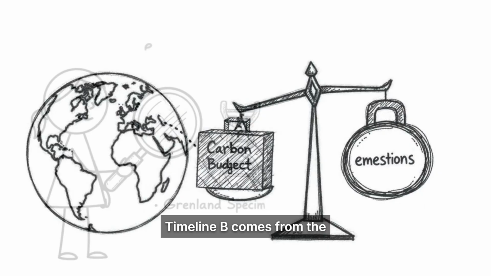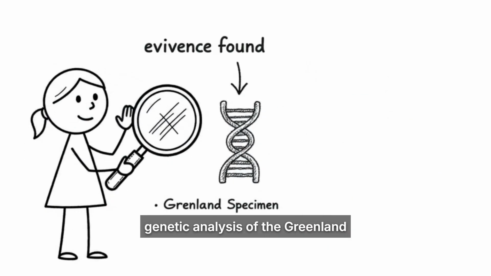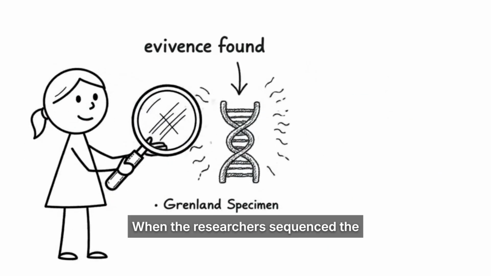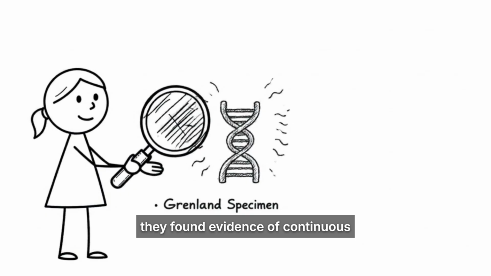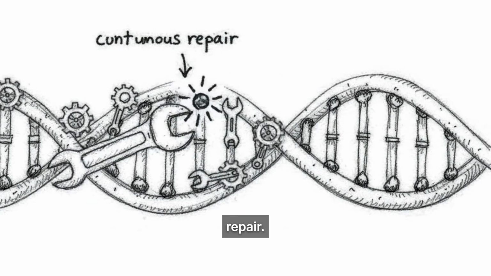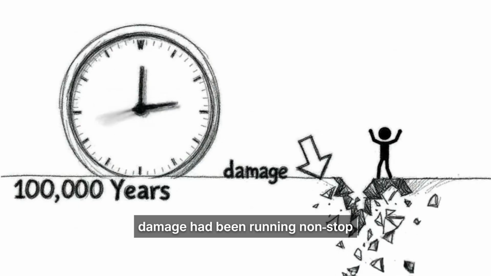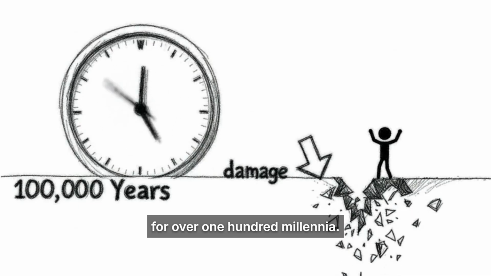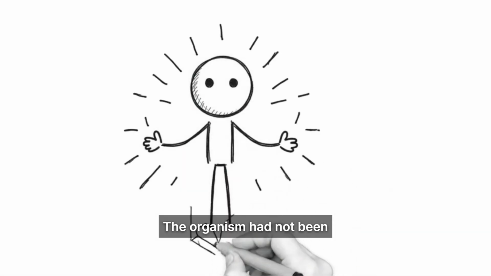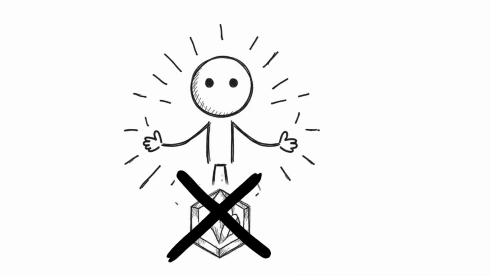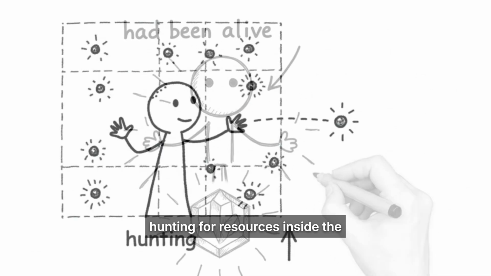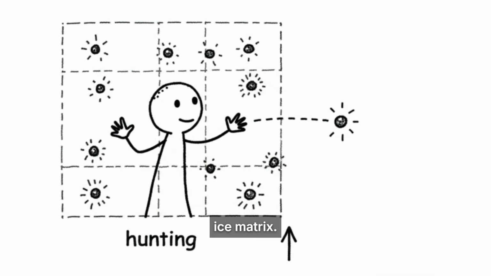Timeline B comes from the genetic analysis of the Greenland specimen. When the researchers sequenced the DNA, they found evidence of continuous repair. The enzymes that fix oxidative damage had been running non-stop for over 100 millennia. The organism had not been frozen in a suspended state. It had been alive, hunting for resources inside the ice matrix.